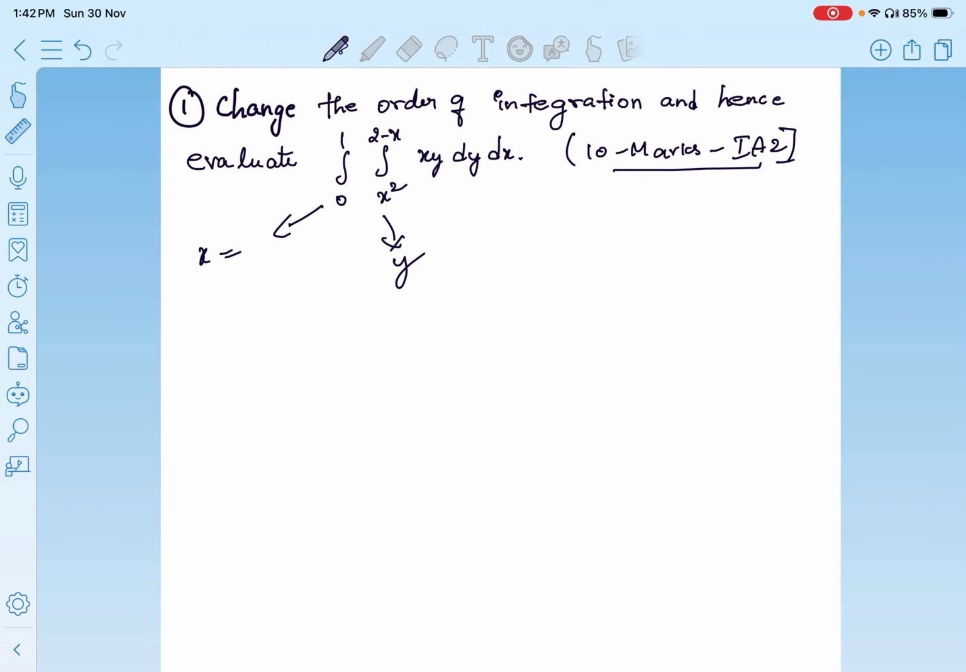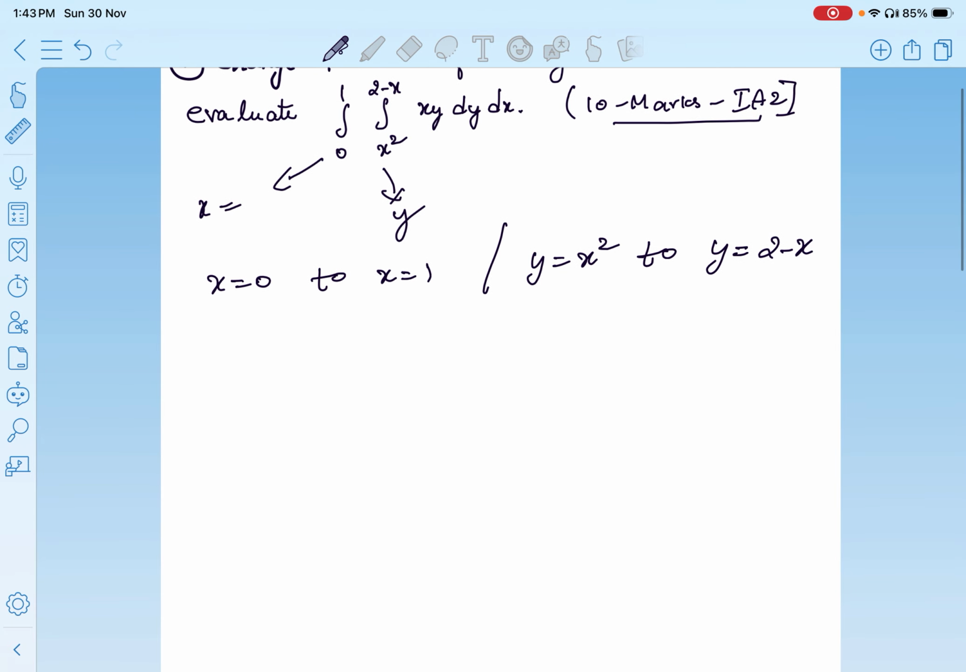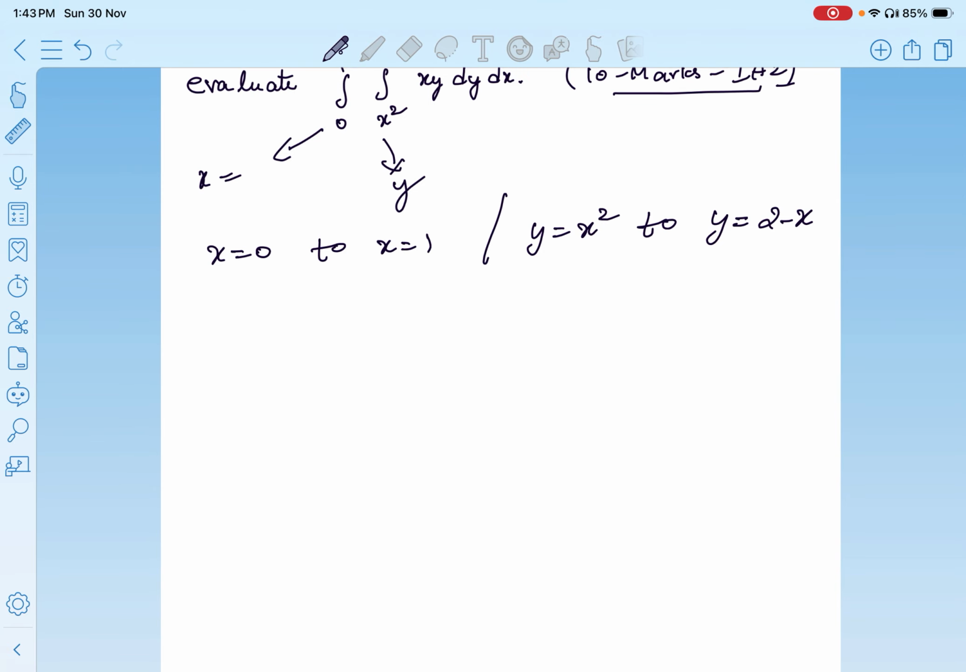So let us continue. What are your x limits? x equal to 0 to x equal to 1, and your y is y equal to x square to y equal to 2 minus x. So this is your integration. Yesterday we have seen one problem, where we roughly sketched the diagram. Like that we are going to draw a diagram and then we will split the integration.